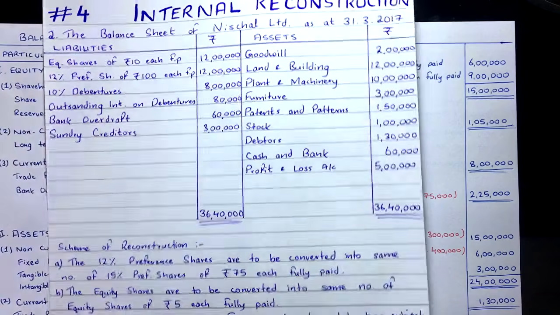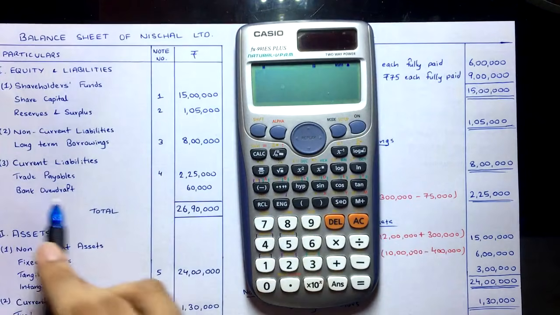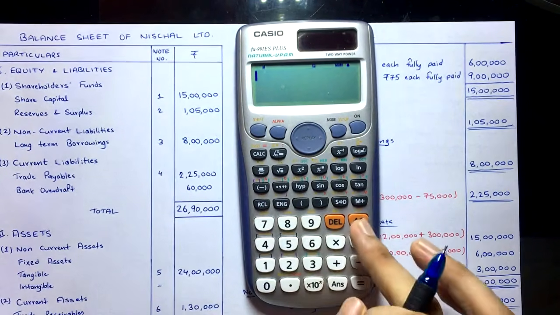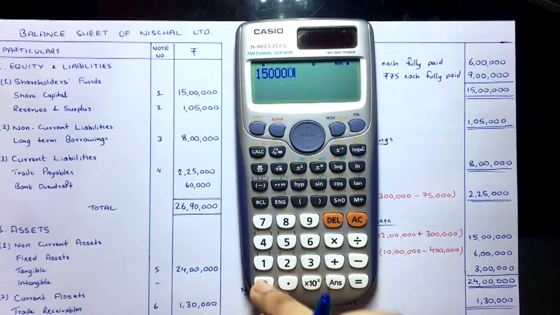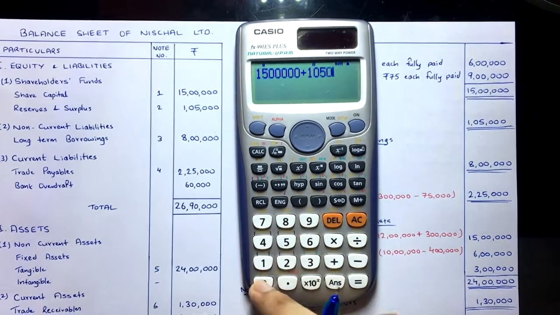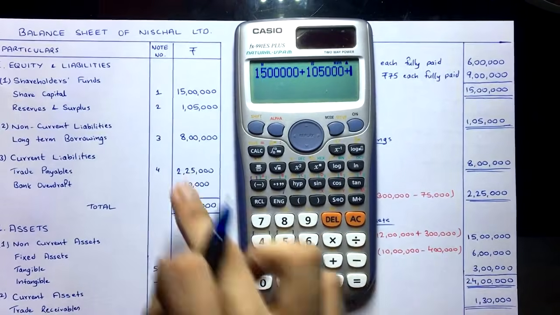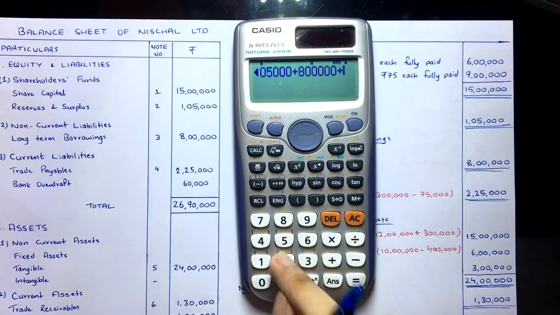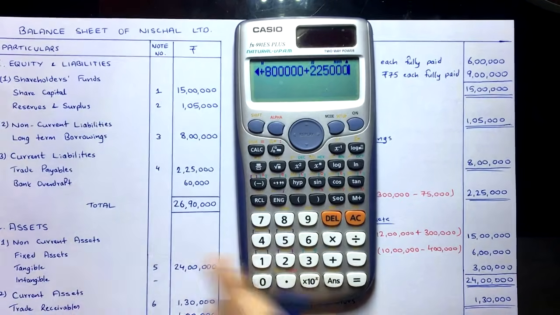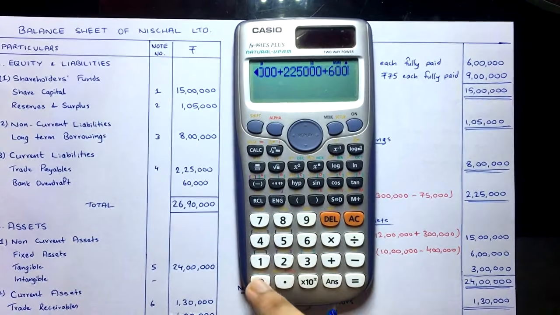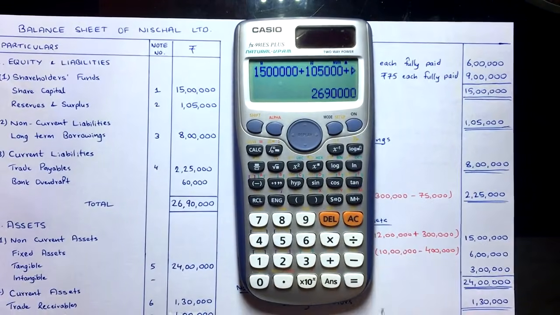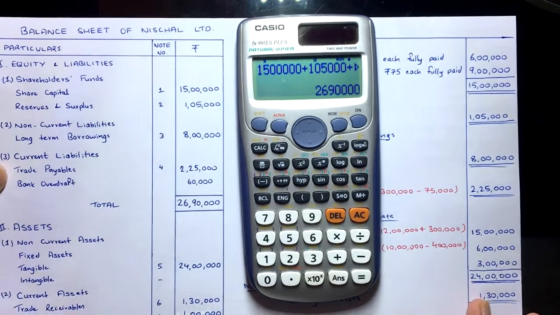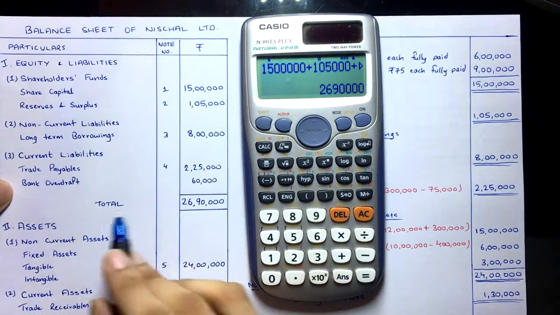And then bank overdraft, exactly copy it down because nothing happened with the bank overdraft. So bank overdraft is still there, 60,000. Fine. So if you add it up now, 15 lakh plus 1 lakh 5 reserves and surplus, plus 8 lakh of debentures, long-term borrowing, plus 2 lakh 25 of trade payables, plus bank overdraft 60,000, that is equal to 26 lakh 90,000. That is your total of equity and liabilities.